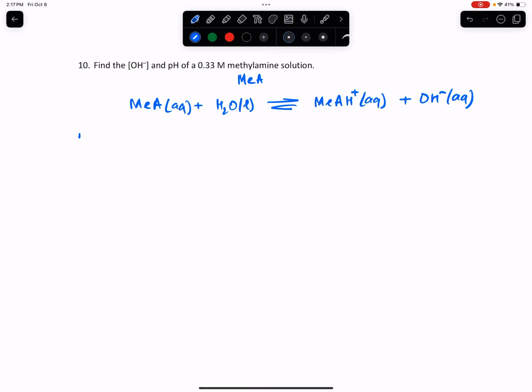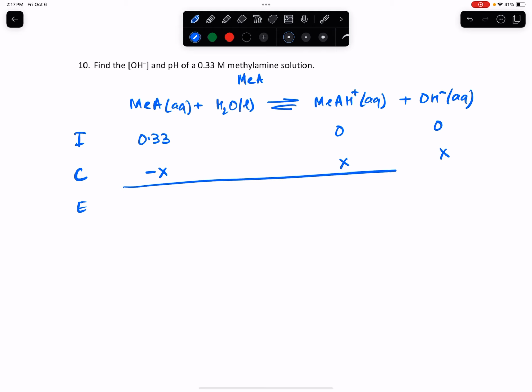Okay, so initially we have 0.33 molar, and we have nothing on the right. The change is going to be minus x on the left and then positive x for both the entities on the right. And at equilibrium, we're going to have 0.33 minus x on the left and then x and x on the right.